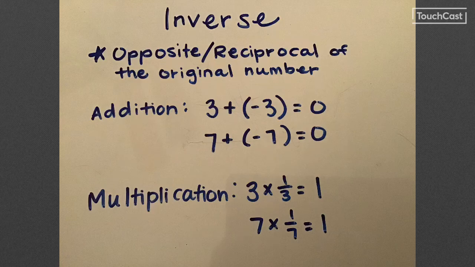For multiplication, the reciprocal is going to be a fraction, because the opposite or the inverse of multiplication is division, and fractions represent division. So if I have 3, the reciprocal is going to be 1/3. 3 times 1/3 equals 1. The answer of the inverse property of multiplication will always be 1.